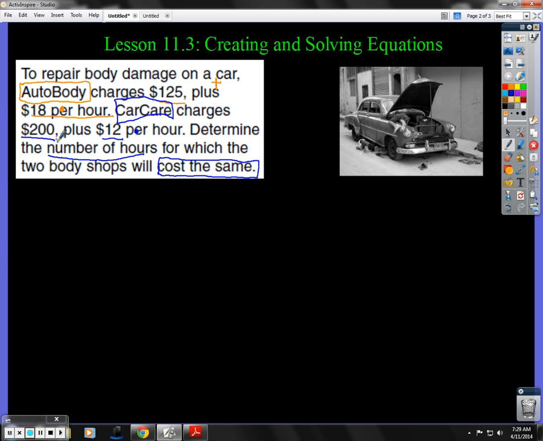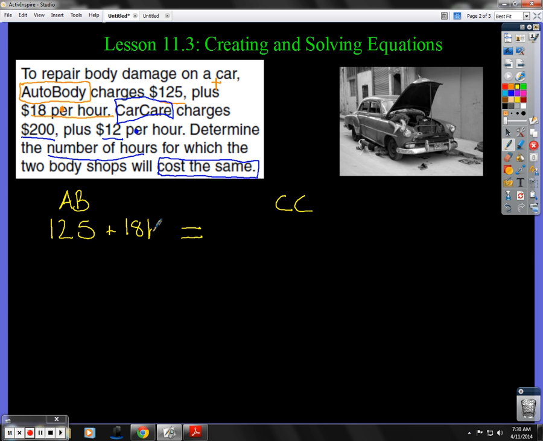We have $200 up front for car care, $125 up front for here. But then we have the 18 and the 12. So we're looking for at what hour marker are we going to have the same identical price. What I need to do that is make auto body equal to car care. I'm going to put auto body on this side of the equation, car care on this side. Now I see with auto body, it's $125 up front, plus an additional $18 per hour.